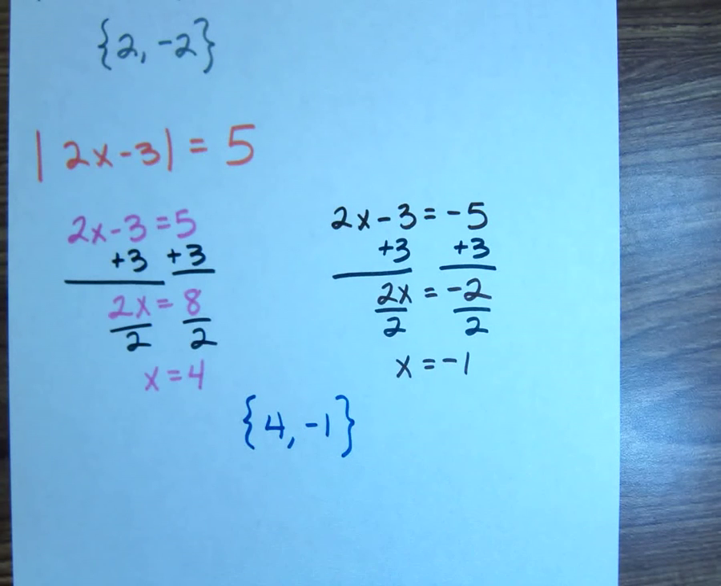An absolute value has to be either a negative or a positive, the same number. That's why he wrote out the two possibilities that it could be. And we can check it by taking our answers and plugging them back in.